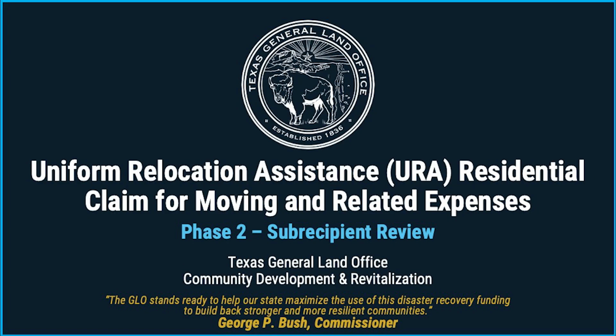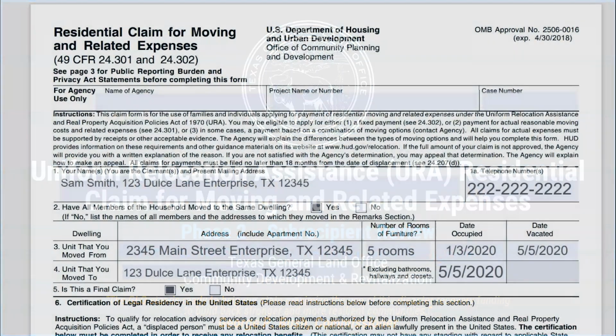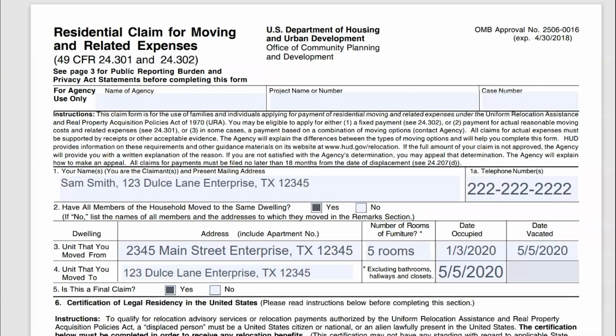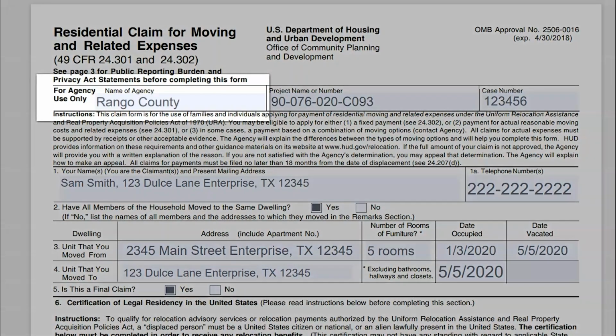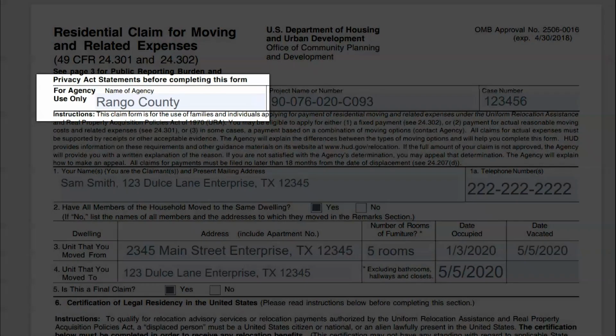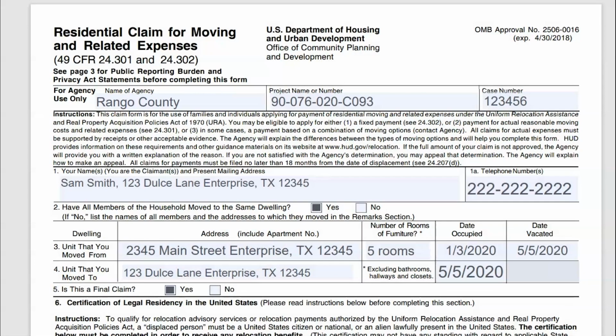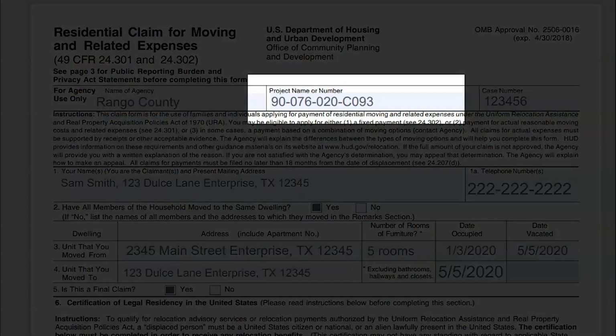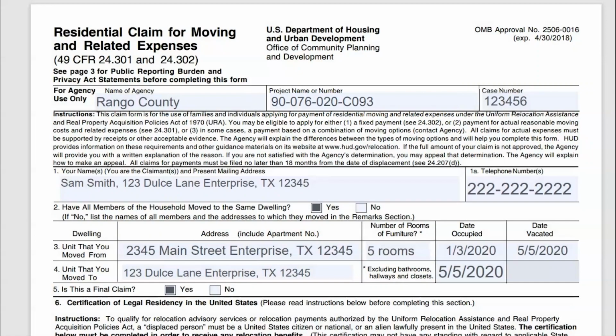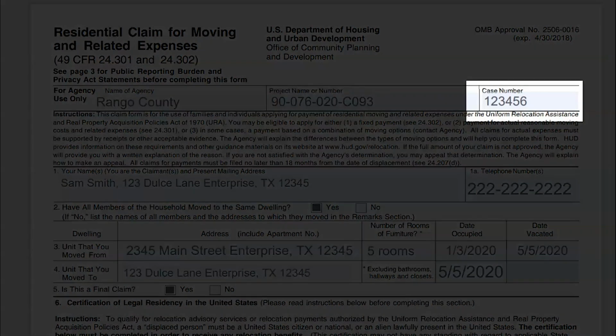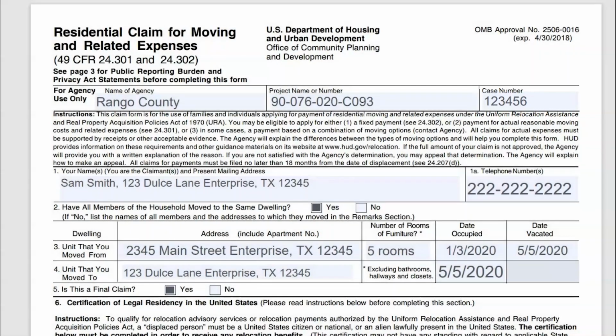After receiving the claim form from the claimant, the subrecipient should use the form to complete the agency use only sections and determine the eligible reimbursement amounts. Beginning with the first 3 cells, where it says for agency use only, subrecipients should enter the subrecipient name in the name of the agency cell, the GLO contract number in the project name or number cell, and the Tiger project number assigned when the applicant is input into Tiger in the case number cell.